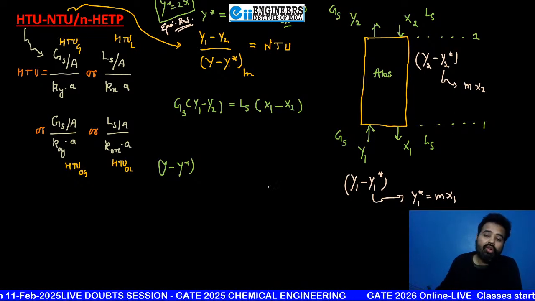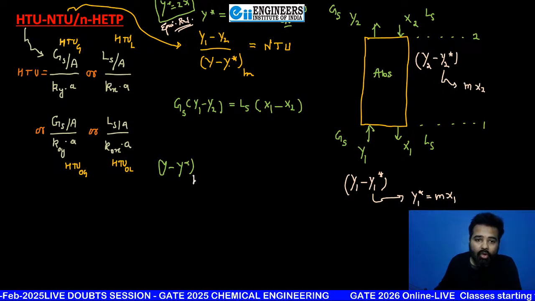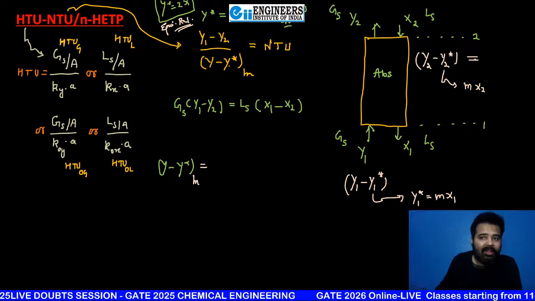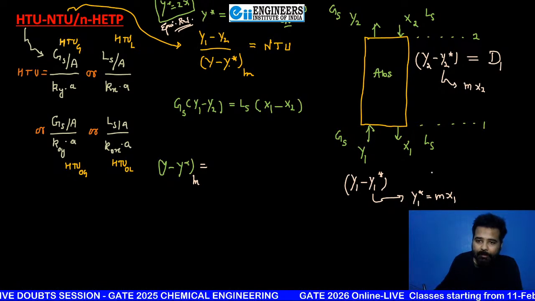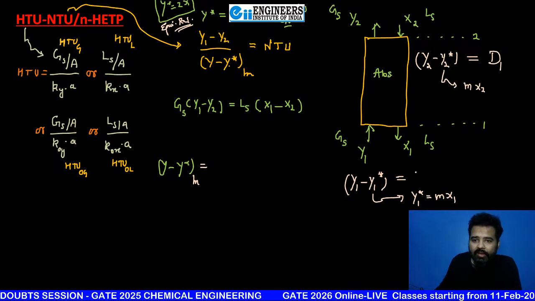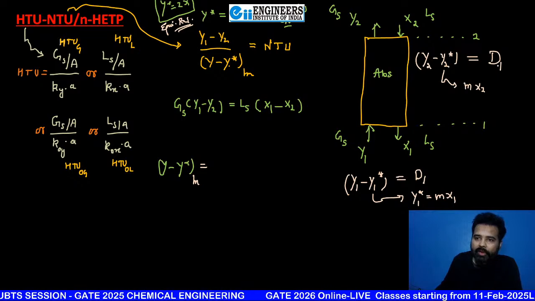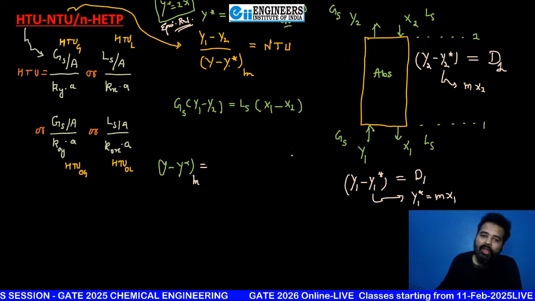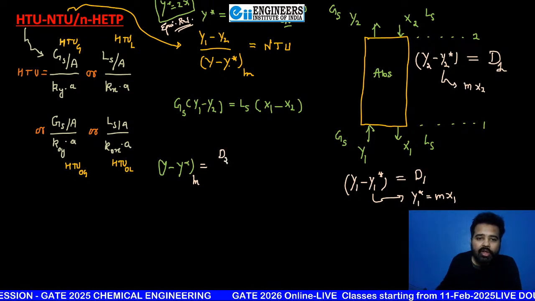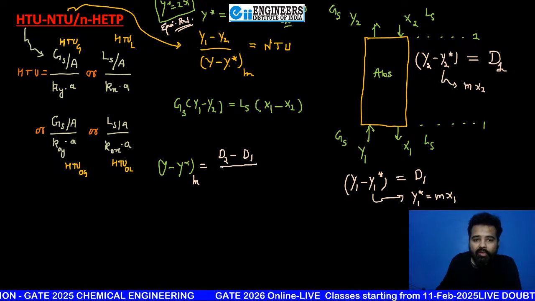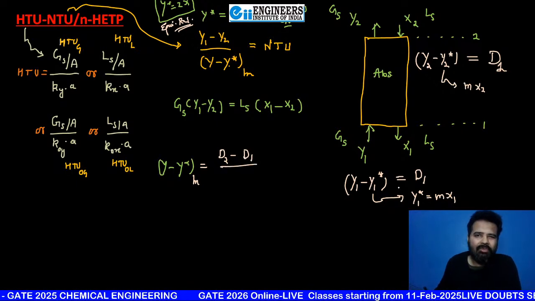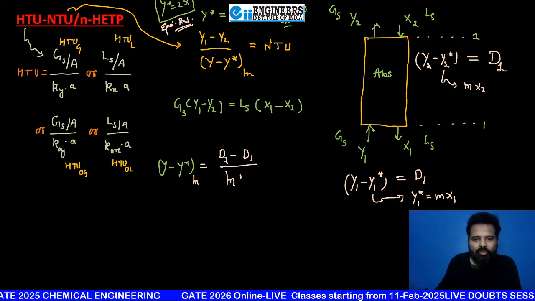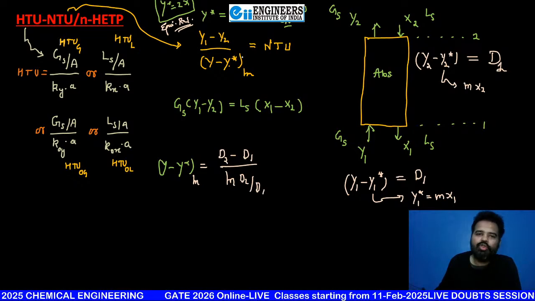After solving these two, just take their ln. Suppose the top side difference is d1 and the bottom side difference is d2. Then this is nothing but the difference on top minus the difference on bottom, just like LMTD, upon ln of d2 by d1. That's it. Just put it here.